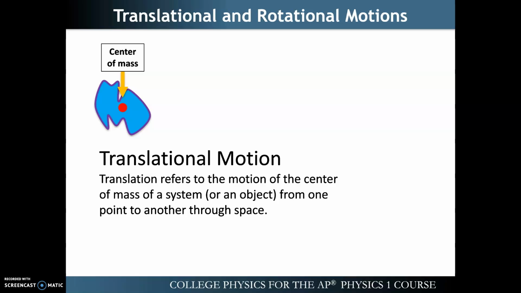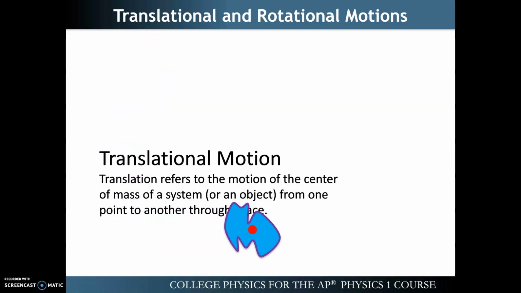Okay, so let's now talk about translational motion and rotational motion. So different types of ways we can categorize motion. Translational motion: here I have some sort of funky shaped object and I have a red dot at the center of mass. Translational motion means that the center of mass of the system is going from one spot to another through space. So this would be an example of translational motion.